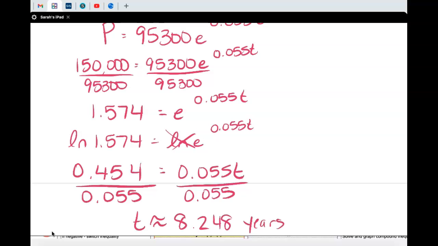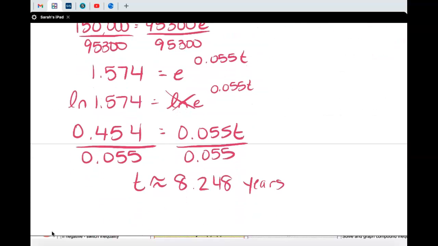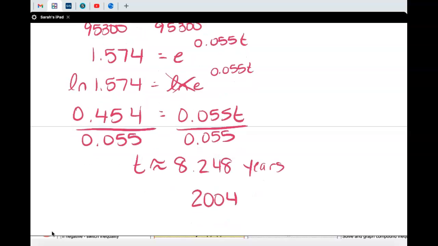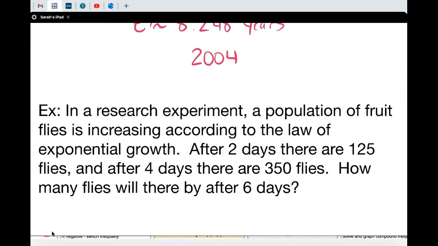So then what year would that be? So I think our starting year was 1996? So 1996 plus 8, 2004. Not too shabby. It's just like the sort of problem that we've been doing this whole time. This one is the fun one.